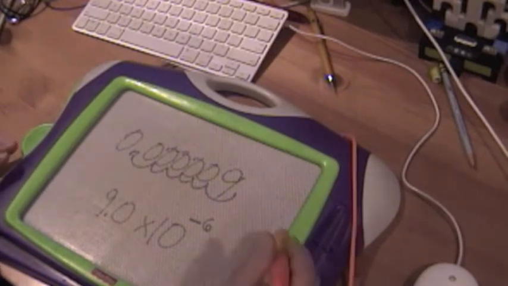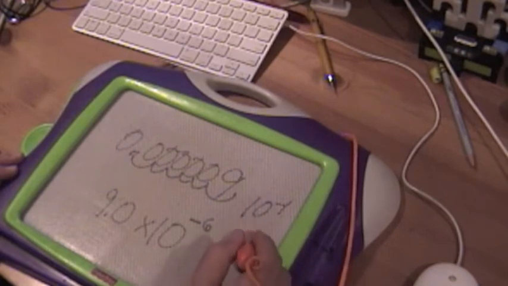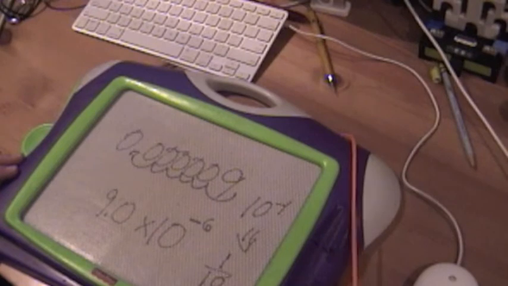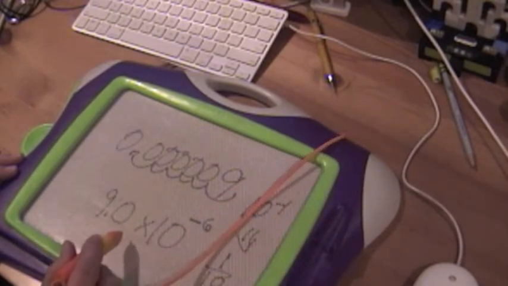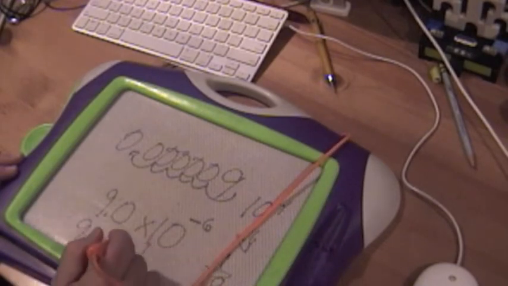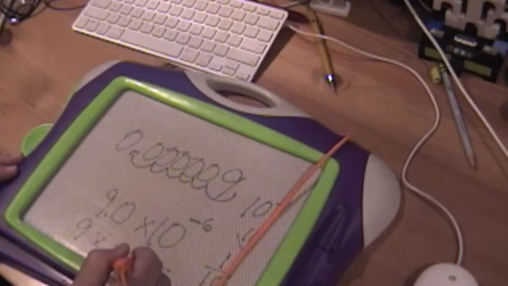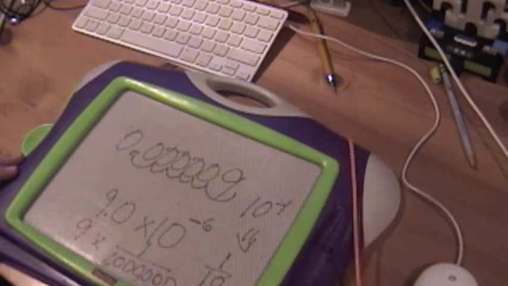The reason why this is the case is if you take 10 to the power of negative 1, that actually equals 1/10. So by doing 9 times 10 to the negative 6, you're actually multiplying 9 times 1 over 1, 2, 3, 4, 5, 6 zeros, a millionth, 1/1,000,000th.